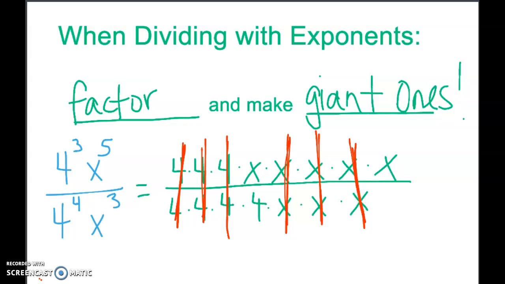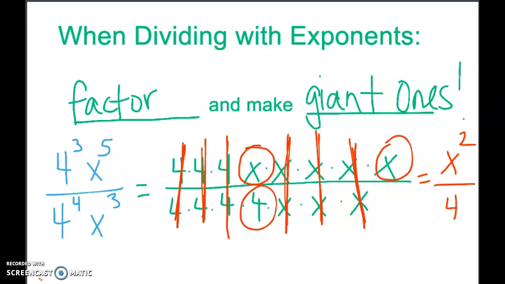So you have to be careful when you write your final answer, because if you notice on the top, we have 2 x's left. So 2 copies of x would be x squared, or x to the second power. And then on the bottom, we only have 4 left. So it would just be 4, or 4 to the first power, so we don't put that exponent. And that is how you divide with exponents.